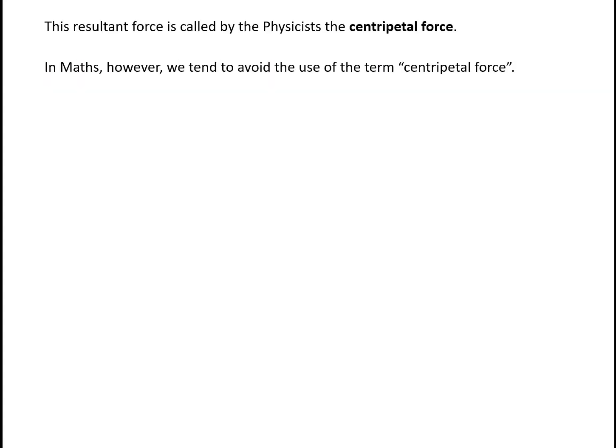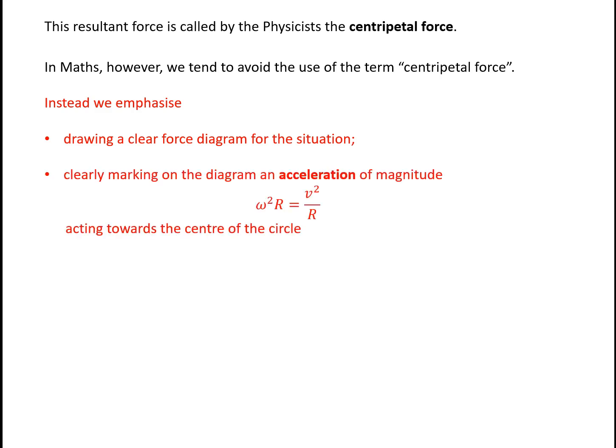This resultant force is called by the physicists the centripetal force. However, in our mathematics work, we tend to avoid the use of the term centripetal force. Instead, we emphasize the process of drawing a clear force diagram for the situation, clearly marking on the diagram an acceleration of magnitude omega squared r, or v squared over r, acting towards the centre of the circle, and then applying Newton's second law.